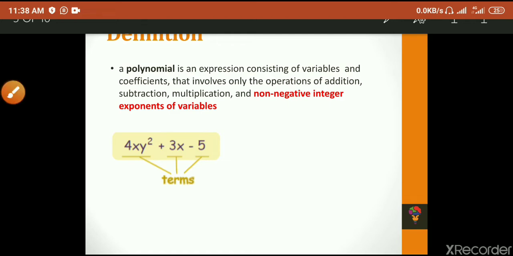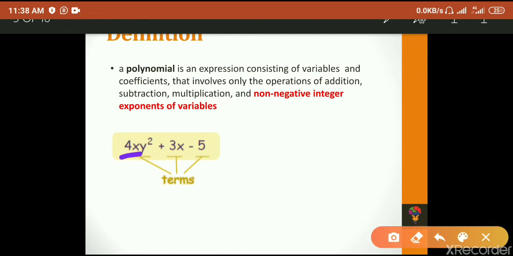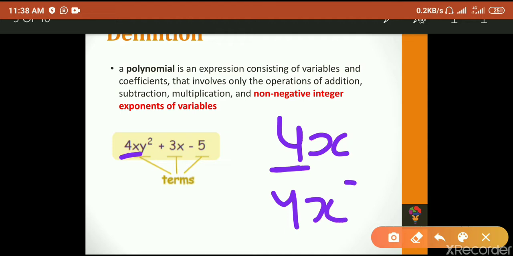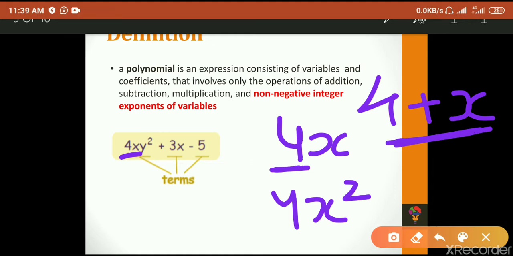Coefficients are nothing but the numbers which are multiplied with your variables. Suppose if I'm writing 4x, this means 4 times x or 4 into x. So 4 will be the coefficient of x. If I'm writing 4x square, then 4 is the coefficient of x square. But please pay attention, if you're writing 4 plus x, then 4 is not the coefficient of x, because the number must be multiplied and not added. In this case 4 is not multiplied with x, so it will not be a coefficient.